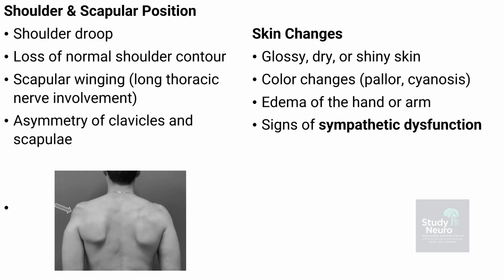Skin changes are equally important. The affected limb may have glossy, dry, or shiny skin, and you may notice color changes, such as pallor or cyanosis. Swelling of the hand or arm can occur, and these findings may reflect underlying sympathetic nervous system dysfunction.